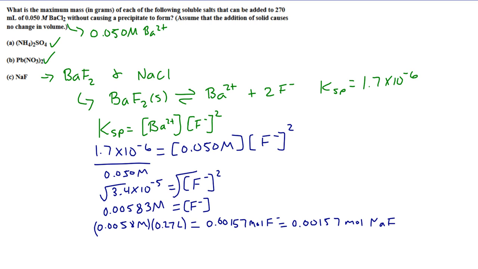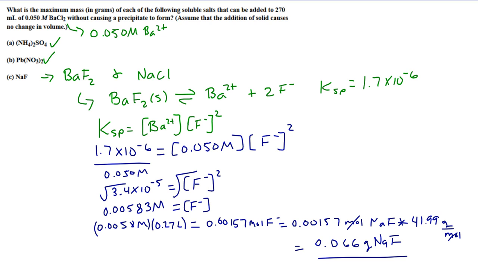So last step, convert those moles to grams by multiplying by molar mass. So molar mass of a sodium plus a fluoride is 41.99 grams per mole. Moles cancel, and we're left with 0.066 grams of sodium fluoride. So that is all three parts of this question.